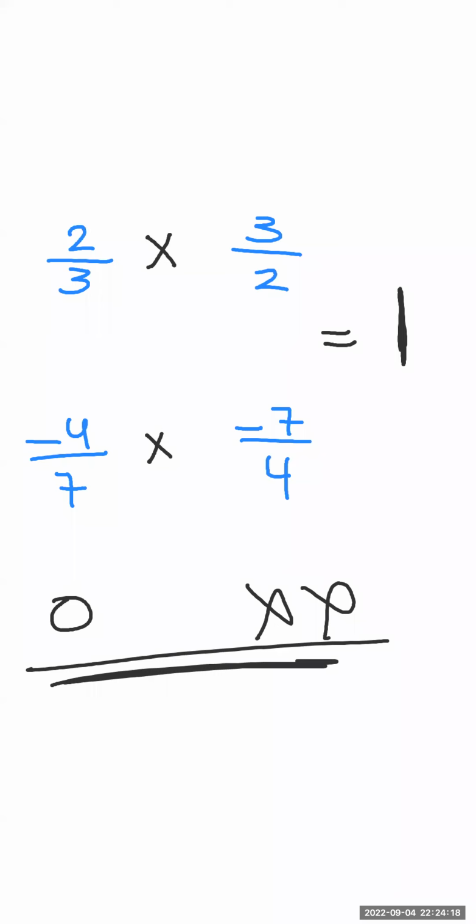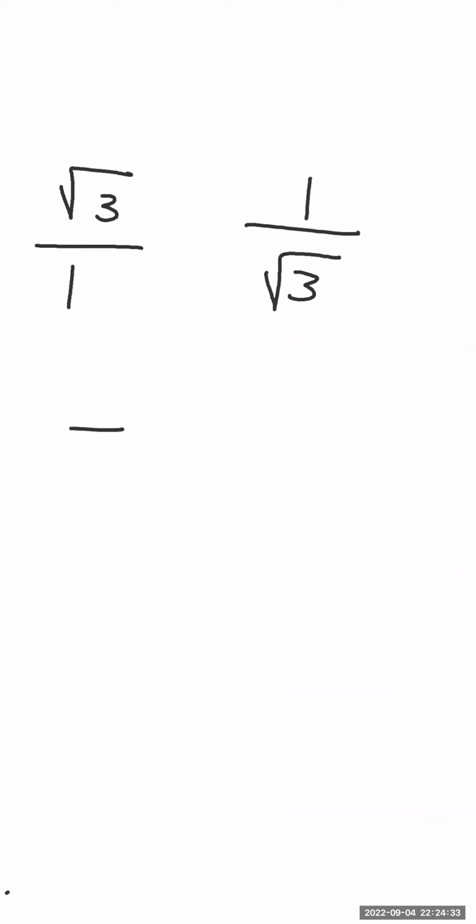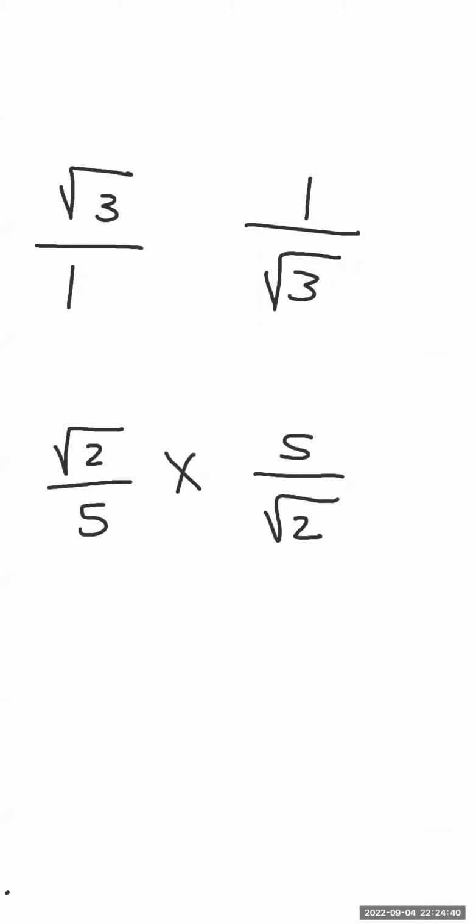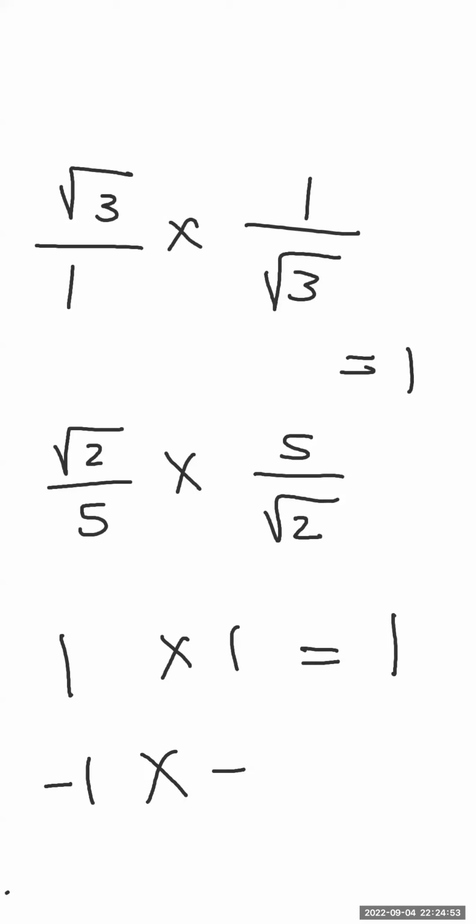Now the same concept on the square roots. My question: if there is square root of 3, what do you think about the multiplicative inverse? This one, of course, over 1. So it's 1 over square root of 3. Correct? If it's a square root of 2 over 5, so 5 over square root of 2. Try to multiply the two numbers. You will find that the result equals 1. Okay? The multiplicative inverse of 1 is itself, 1. The multiplicative inverse of -1 is also itself, -1.